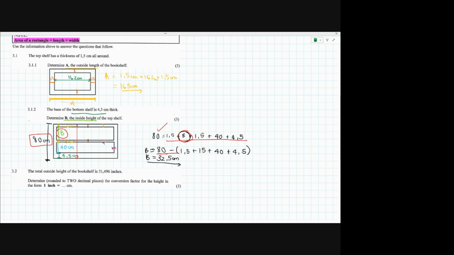Yes, ma'am. I understand it now. Good. It's really tricky when you have so many dimensions that you have to work with, especially if they aren't written on the diagram for you.